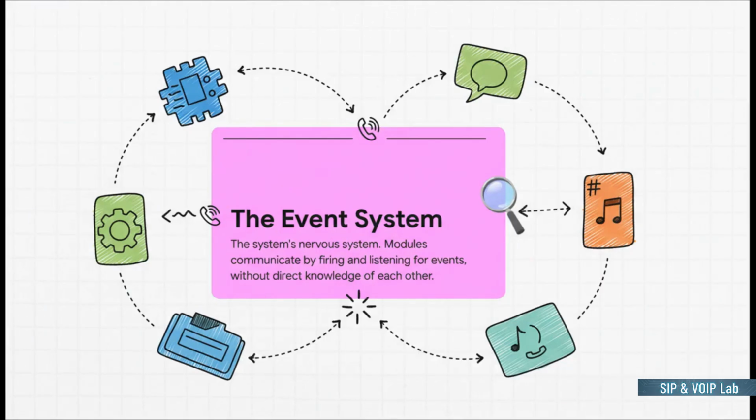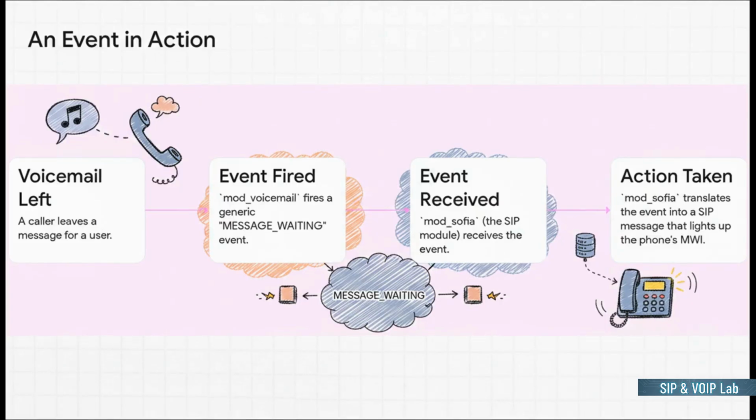And that leads us perfectly into the events system. Every single thing that happens inside FreeSWITCH, a call starts, someone presses a keypad button, a user hangs up, it all generates a named event. This is brilliant because it lets different modules react to what's happening without needing to know anything about each other. It's what keeps the whole system so clean and decoupled, which is absolutely critical if you want to build something stable. Let me give you a perfect real-world example.